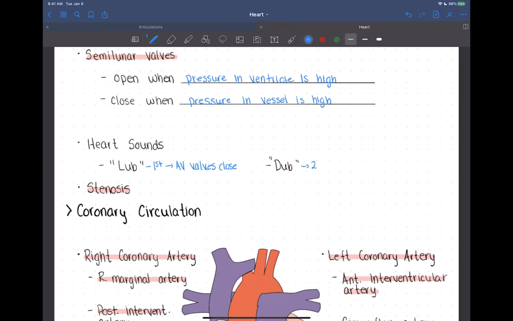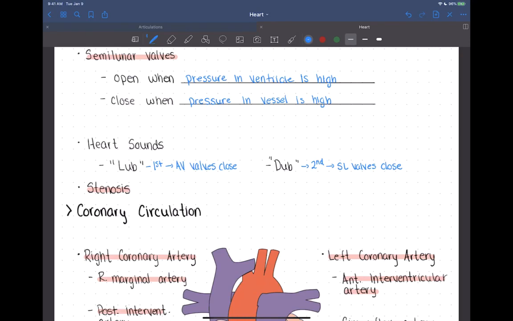That is the second sound, all right, it's referred to as the second heart sound, and that is those semilunar valves snapping shut. Okay, so what you're actually hearing with the stethoscope is the physical shutting of those valves.